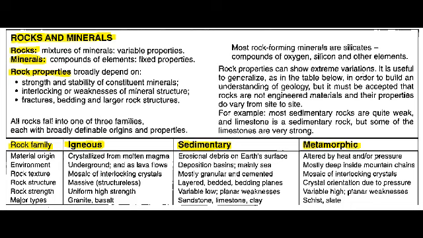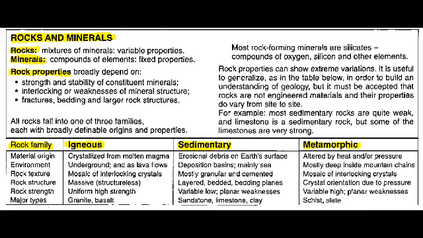Geology and civil engineering, the last slide, which tells us about rocks and minerals. What are rocks? Rocks are mixtures of minerals with variable properties, and minerals are compounds of elements with fixed properties. Rock properties broadly depend on three things: strength and stability of constituent minerals, interlocking or weaknesses of mineral structure, and fractures, bedding, and larger rock structures. All rocks fall into one of three families, each with broadly definable origins and properties, as you can see in the table.